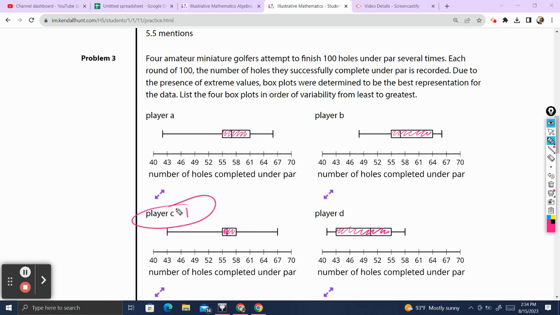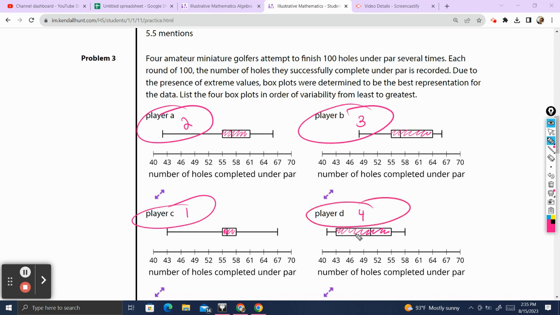That would be number 1. The one that is the least spread out after that would be this one, so I would put that as number 2. The least spread out one after that is this one. And then the one that has the most spread out IQR is this one.